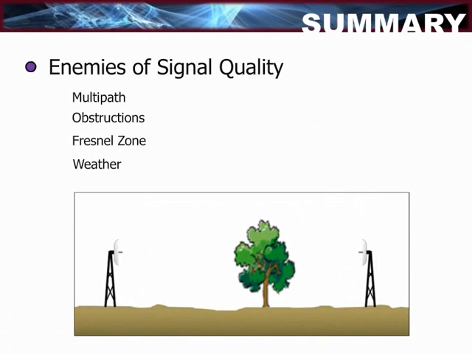Obstructions can hinder links or kill them altogether. When deploying an RF system, it is important to consider what obstructions may come in the line of sight of a link in the future.